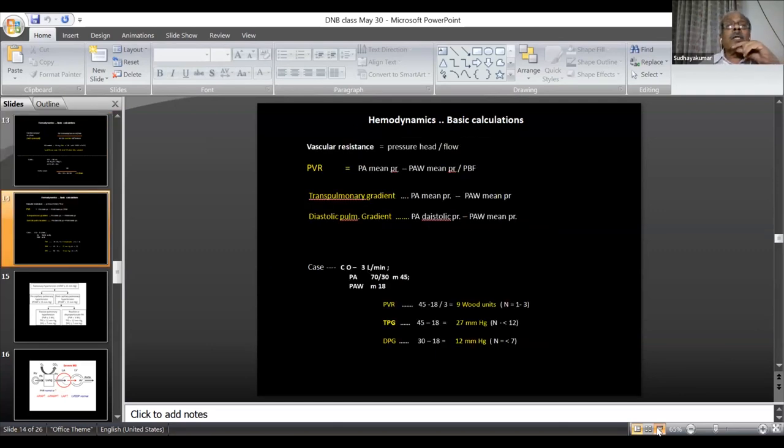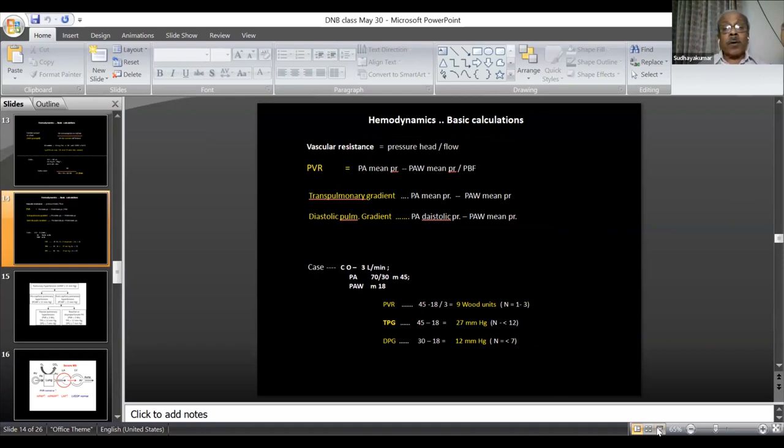Okay. Now the resistance. You have found that the PVR is pulmonary artery mean is 45. The pulmonary artery wedge is 18. That is the difference, 27 divided by 3. That is 9 Wood units. Normally it is 1 to 3.